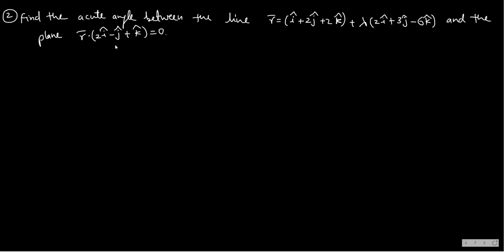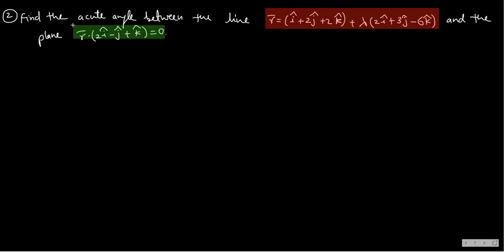So students, here we have a question, and in this question, see, what does it say? It says find the angle between the line R bar equals i cap plus 2j cap plus 2k cap plus lambda times 2i cap plus 3j cap minus 6k cap, and the plane R bar dot 2i cap minus j cap plus k cap is equal to 0. We have to get the angle between one line and a plane.